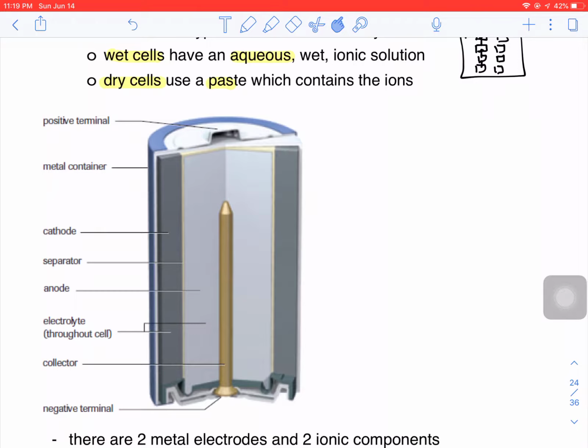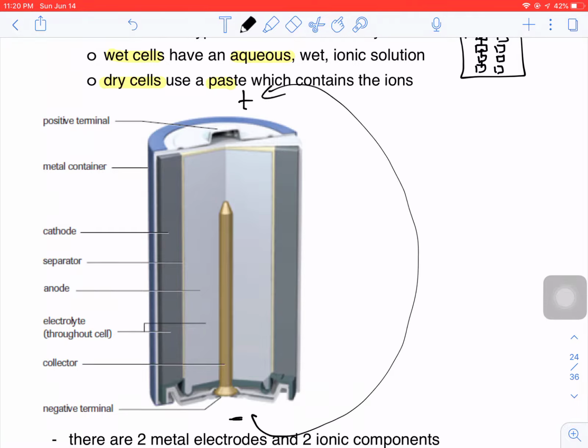So if one of these fell and broke open, or started to leak, you're not going to have a big puddle of liquid that comes out of this because most of it's drier. It's drier than toothpaste, and it's almost powdery, but it's like a moist powder. It's like damp soil. And then I'm going to have my negative terminal at the bottom here, and my positive terminal at the top. And electrons are going to come out of here, go to there.